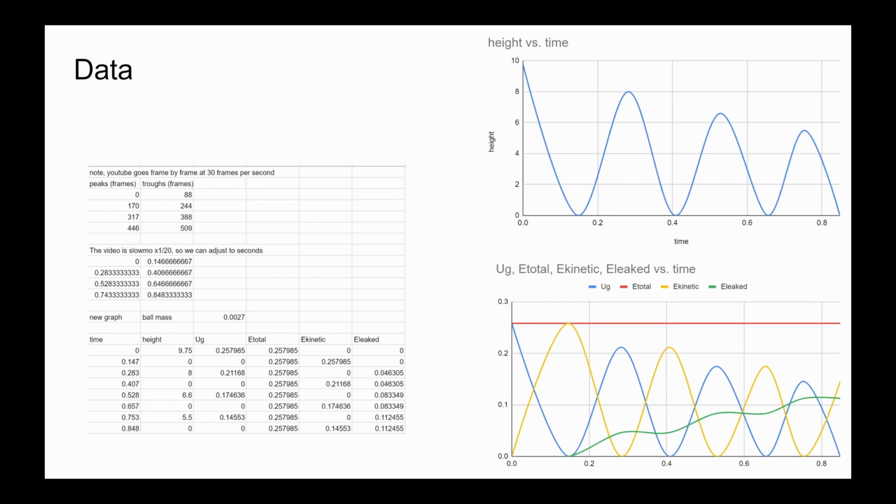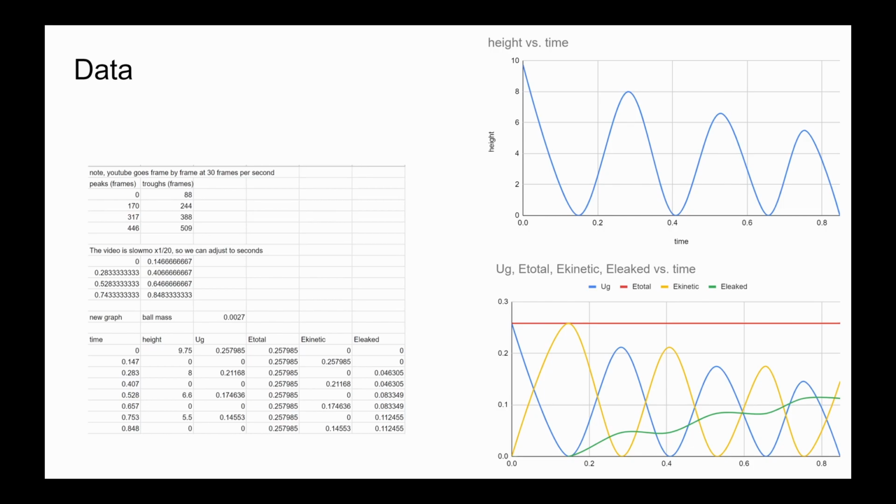Using that information, we can divide by 600 to get the amount of seconds that have passed during the video. Then we can take the times of the peaks and troughs of the bounce, as well as the ball's mass, to calculate our values. The data fields are time, height, potential energy, kinetic energy, leaked energy, and total energy.